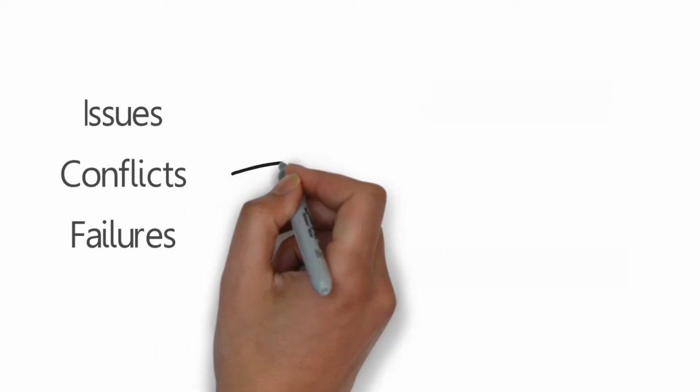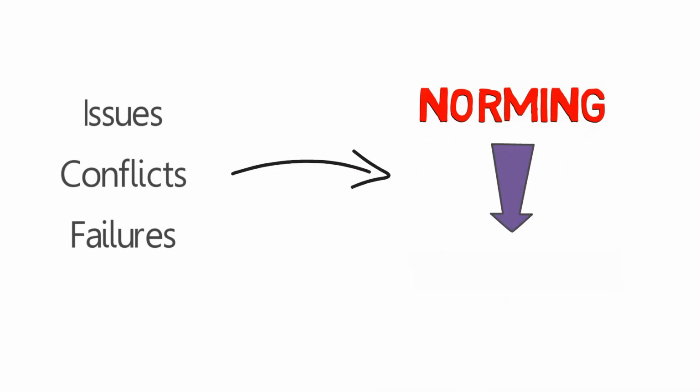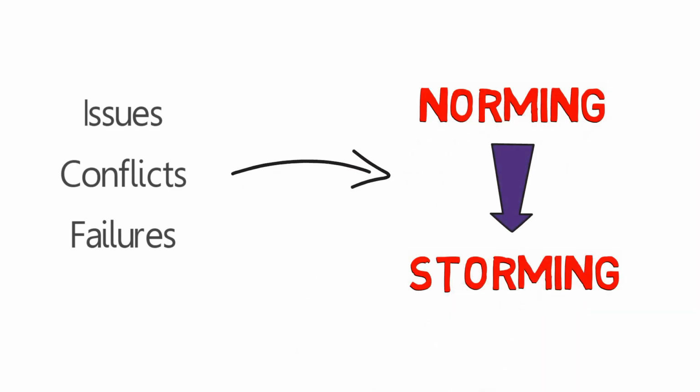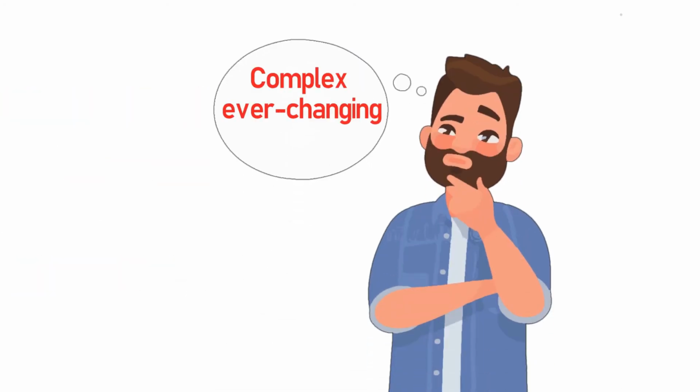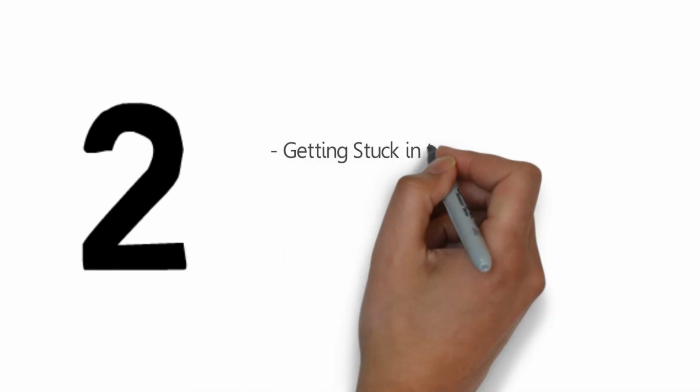Arising issues, conflicts, and failures in tasks can cause a team to regress from the norming stage back into the storming stage. As you probably realize, team building is a complex, ever-changing process that must be continually monitored and adjusted. However, the two common problem areas are getting stuck in the storming stage and having negative norms.